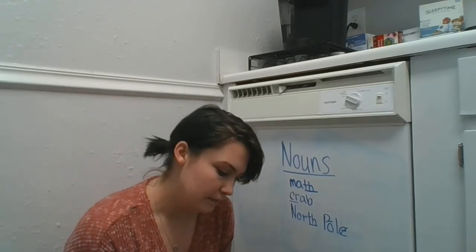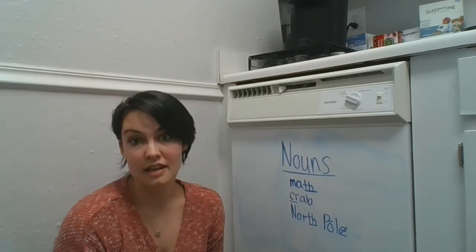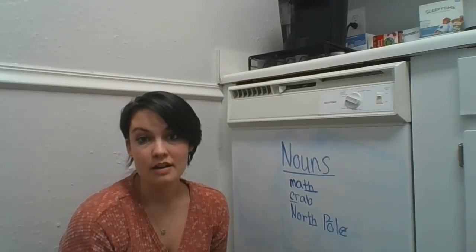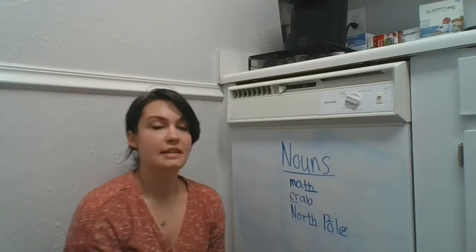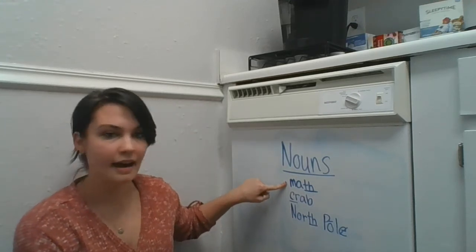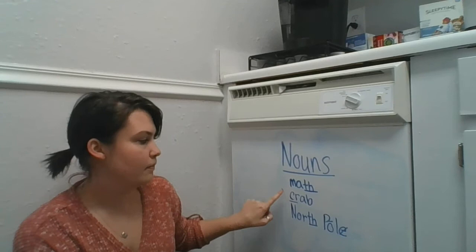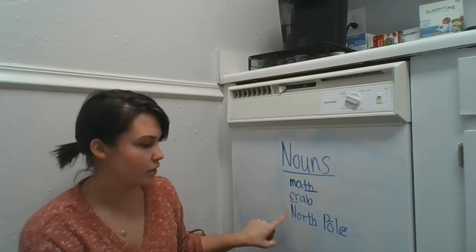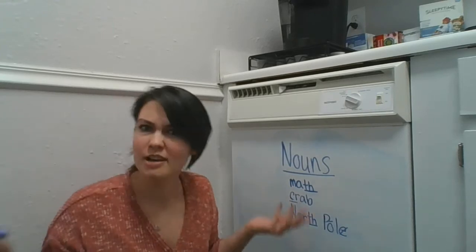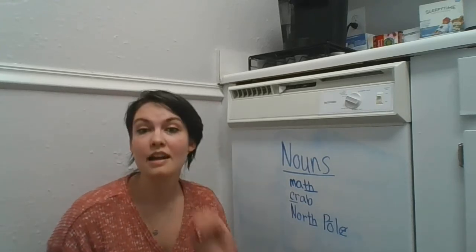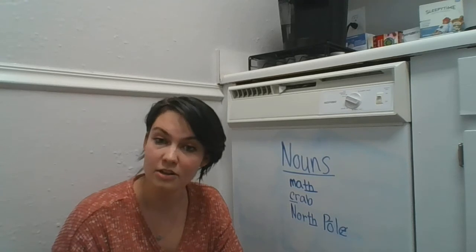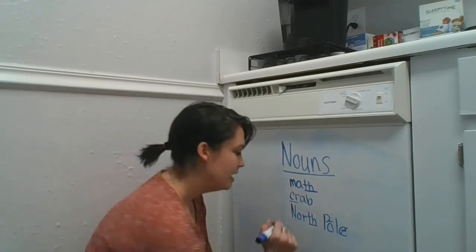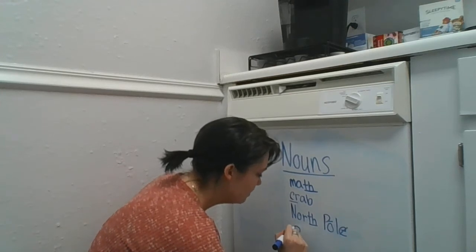And then I thought of another blend word for my person. So we have a thing noun. Math is a thing. We have an animal noun. A crab is an animal. We have a place noun. The North Pole is a place. And now I want to come up with a person. And the person that I thought of has a blend in her name. The SL blend that Mrs. Dunnigan taught you about is Sleeping Beauty.